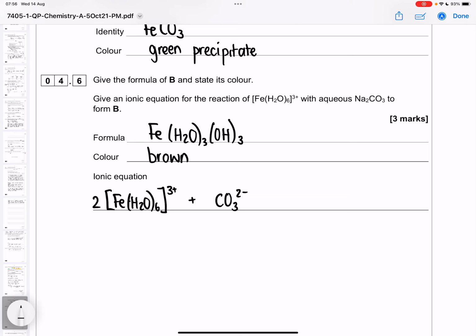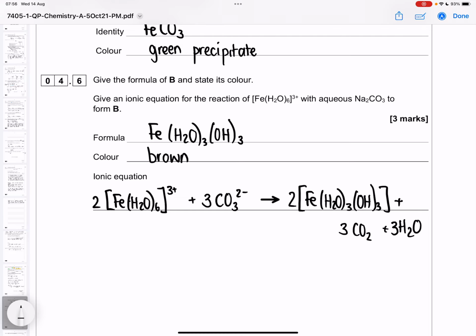Since we've got 2 3+, we need 3 2-. And we're going to make our iron(III) hydroxide precipitate. And then the 3+ are acting as an acid, more acidic, so we get carbon dioxide and water. And if we balance that, we need 3 of each of those.